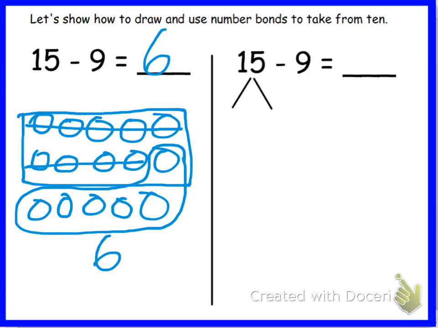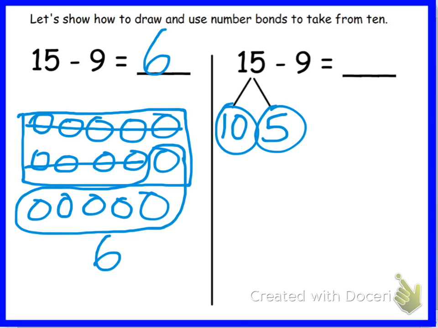Okay, so now we're going to do, using the same number sentence, the number bond strategy instead. So whenever we have 15, we know we're going to break it into 10 and 5, just like we did with the picture, whenever we boxed in that 10. So we know that it's going to be 10 and 5.